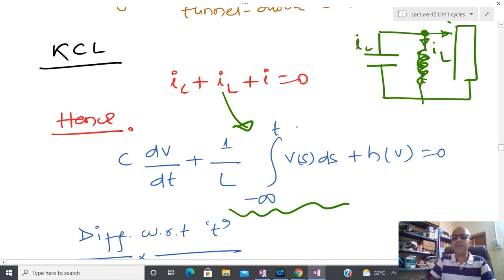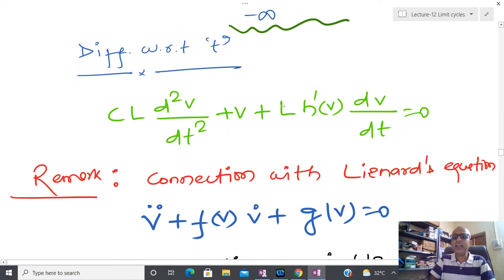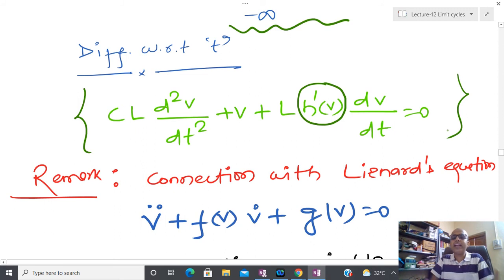Okay, after that, since this is not a differential equation, this is a differential-integral equation, what I am going to do is take the derivative with respect to time again. If you take the derivative with respect to time, then you can see that I have this kind of expression. Again, here h dash v means tau h(v) by tau v. Okay, so I have this kind of expression, and here you can see that again my system is of second order, so I can represent this system using some plane.